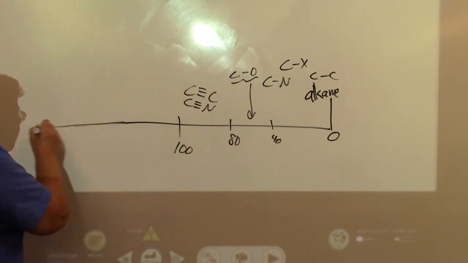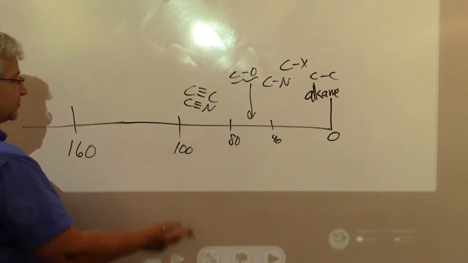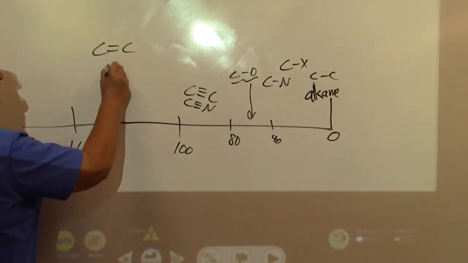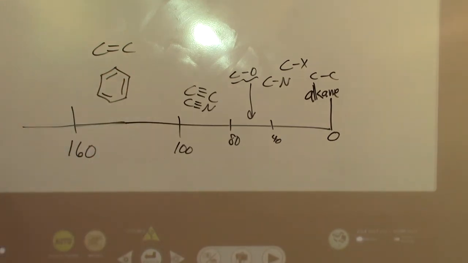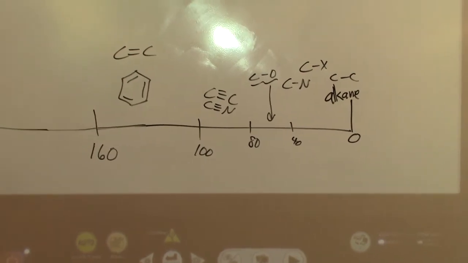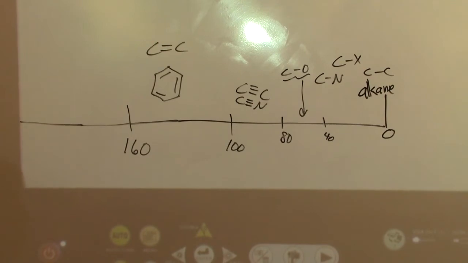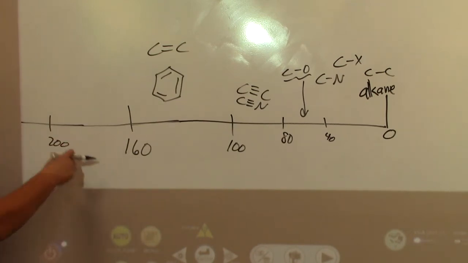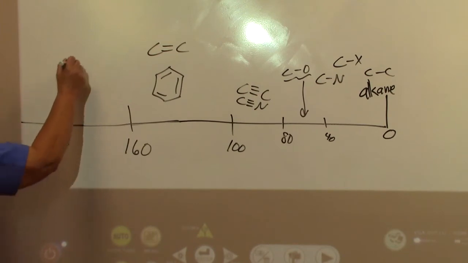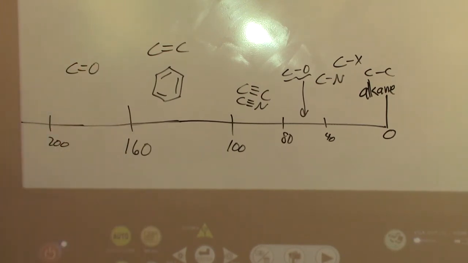And then I'm going to go 100 to 160. That's where I find my carbon-carbon double bonds or my arene carbons. Then I'll put a 200 mark in here. And so from 160 to 200, or 170 to 200, you don't have to be critical, that's where you find your carbonyls. That's where you find the carbon of a carbonyl.